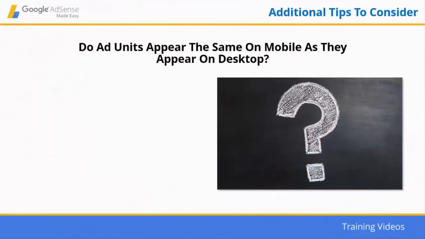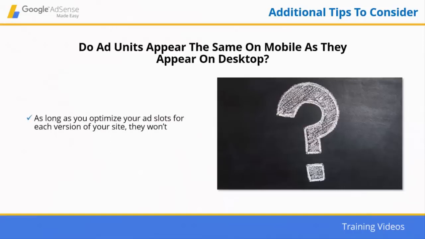Do ad units appear the same on mobile as they appear on desktop? As long as you optimize your ad slots for each version of your site, they won't. Furthermore, AdSense allows you to use responsive ad units that automatically control the size of your ads according to screen size and orientation, and you'll only need to implement a single line of code to use them.